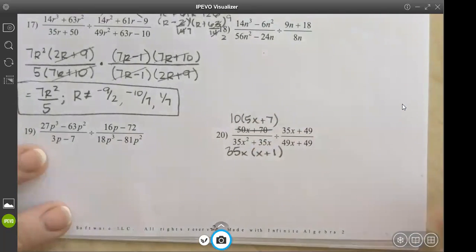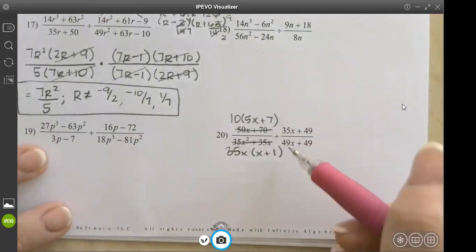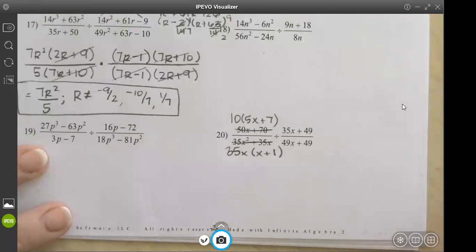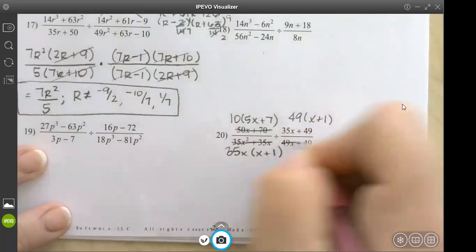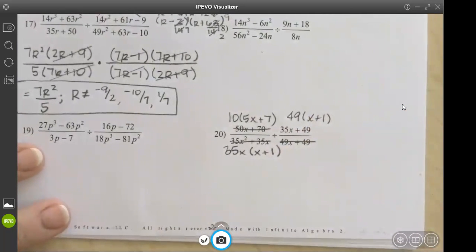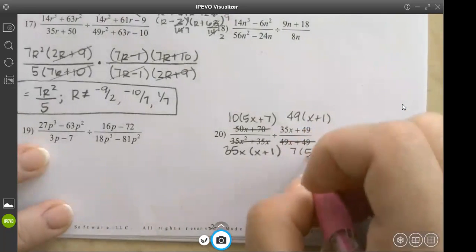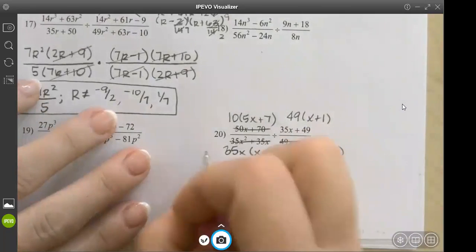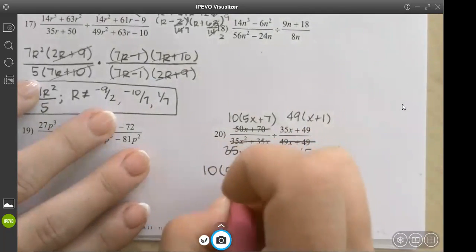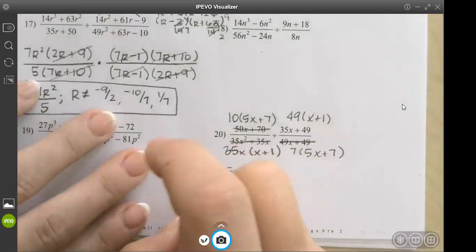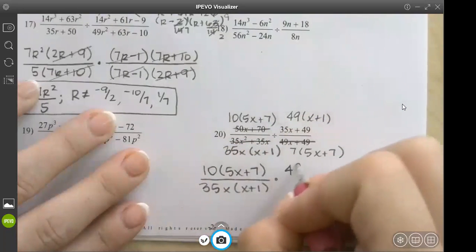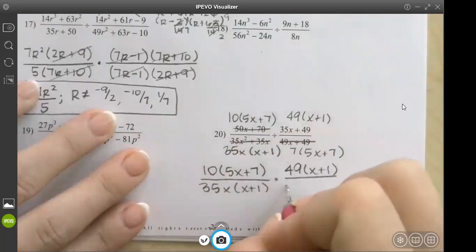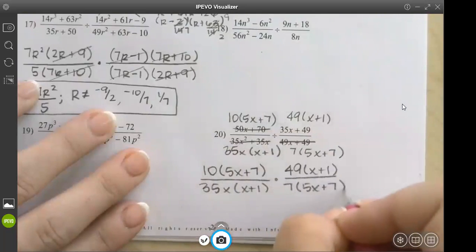All right. 49x plus 49. What's in common? 49. Leaves me with x plus 1, and I'm moving it to the top. And then 35x plus 49. What's in common in that one? A 7 leaves me with 5x plus 7. So just to rewrite it so you can see it, we have a 10 and a 5x plus 7. We have a 35x and x plus 1. We're changing it to multiply 49 and x plus 1, 7 and 5x plus 7.